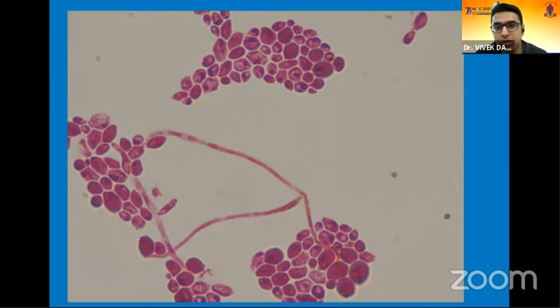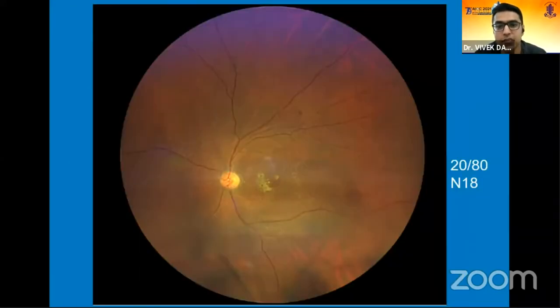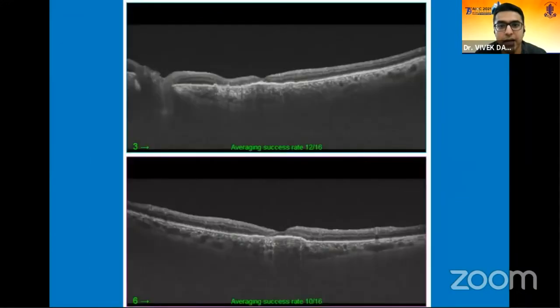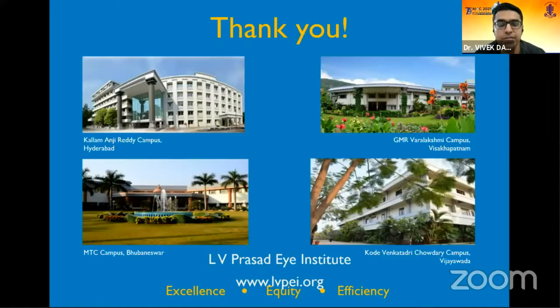Over the next couple of weeks, this patient was given 3 repeat injections of intravitreal amphotericin B. This is what he ended up with 1 month down the line. The macular lesion had largely regressed, and vision had come up to 20/80 and N18. And this is what his fovea looked like at the final visit. So thank you for the attention.